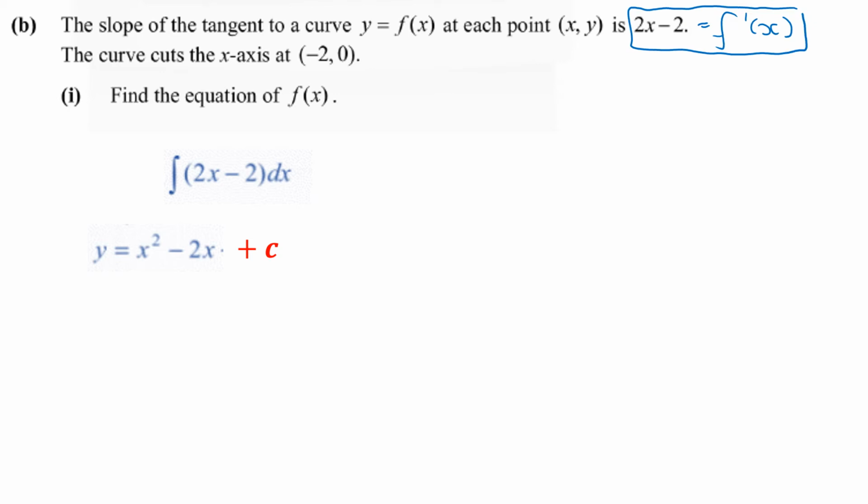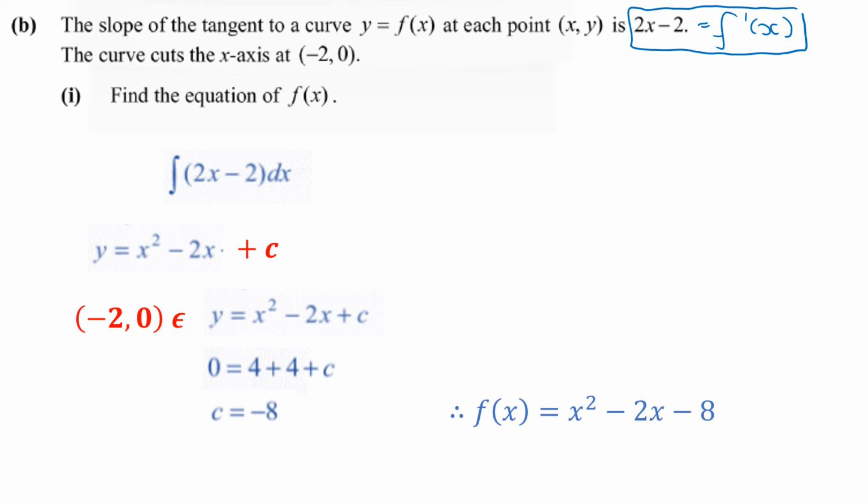We were given another piece of information, and that was the point (-2, 0). Knowing that it is a point on this function, we can figure out what c is. So I'm going to sub it in. x is minus 2, y is 0. This works out as c is minus 8. So our final answer for f of x is x squared minus 2x minus 8.